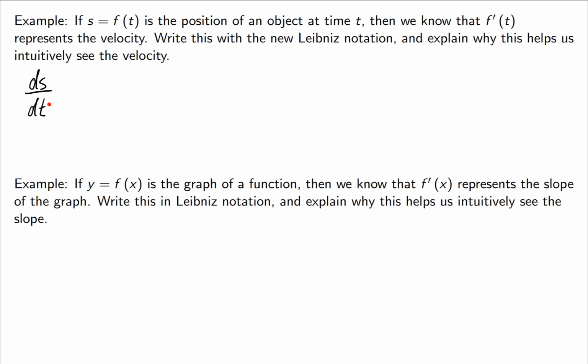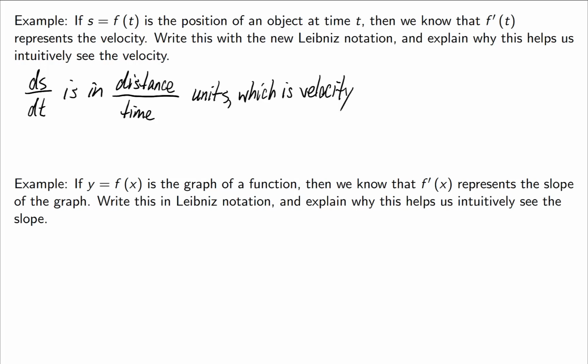Now what kind of units are we looking at here? The units of s are distance units. The units of t are time units. And if you think about it, distance over time, that's exactly how we define velocity.